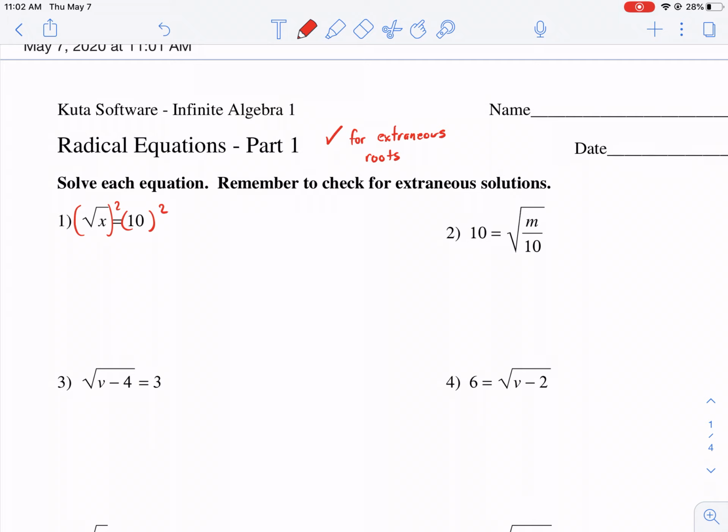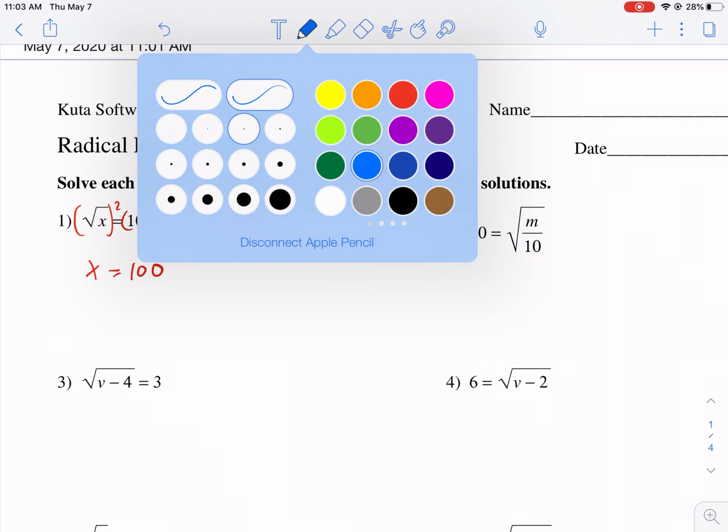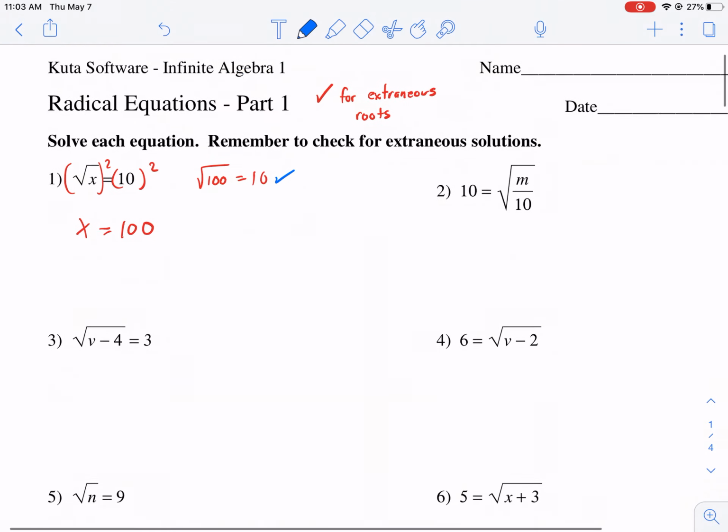So here we square both sides and we get x. That's how we undo the square root, and then we get 100. Then we plug it in when we're done. We get the square root of 100. Does that equal 10? Yes, it does. So we have an answer for number 1.